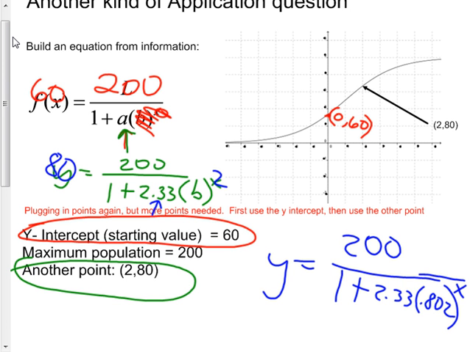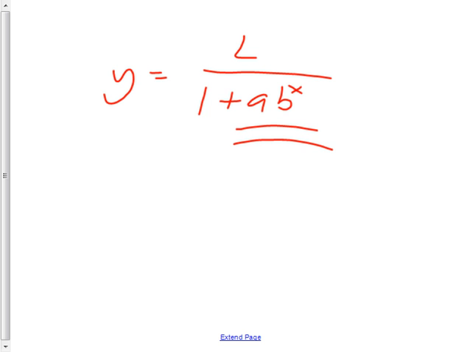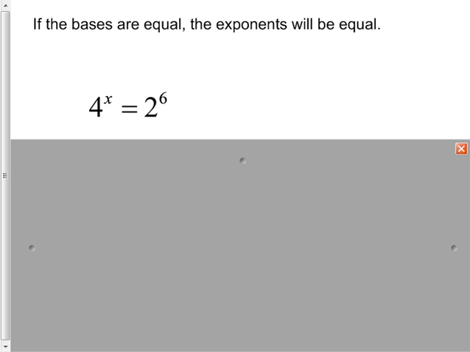Will it give you the what? No, you have to memorize y equals L over 1 plus AB to the x. Nice part is this is just the, what do you call that one? The exponential one buried inside. All right, you're getting close to done.